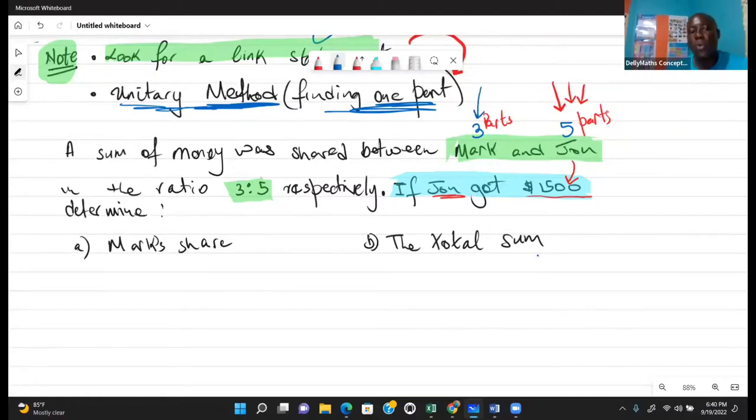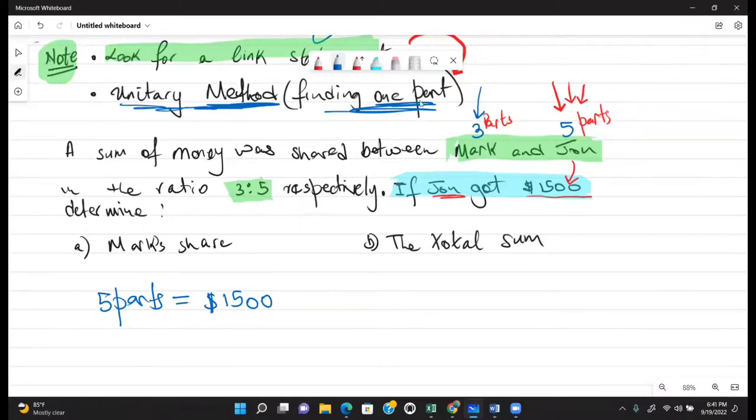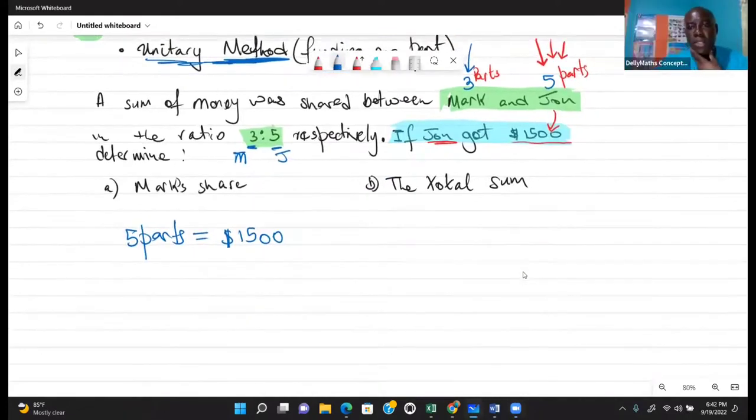That's what we're saying. In order to find this, we are going to link John's 5 parts to the amount of money he got for the 5 parts. So let me write that statement. Tell me if that statement is understood. The 5 parts that John got was equivalent to the $1,500. Tell me. Yes, sir. All right.